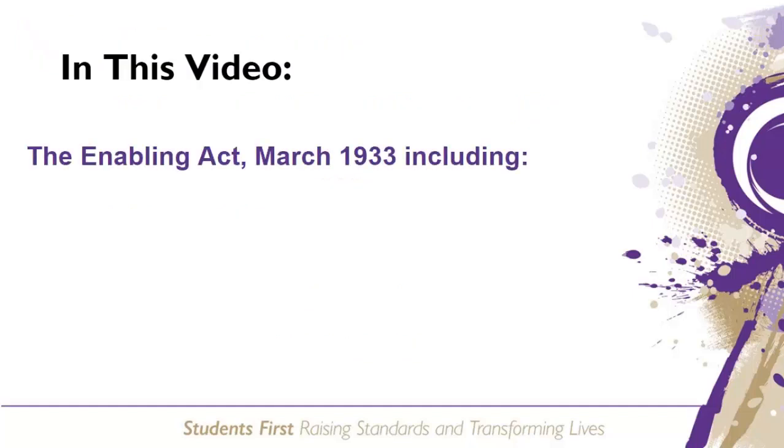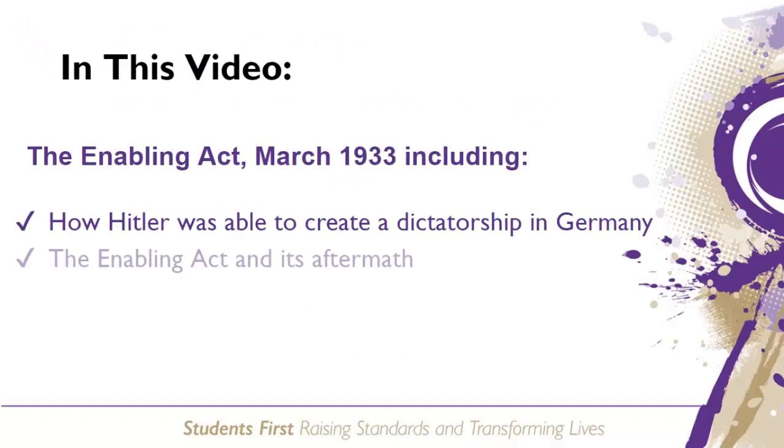Today we will continue to look at how Hitler and the Nazi Party were able to create a dictatorship in Germany. We will look specifically at one event which contributed to him doing this, the Enabling Act in March 1933.